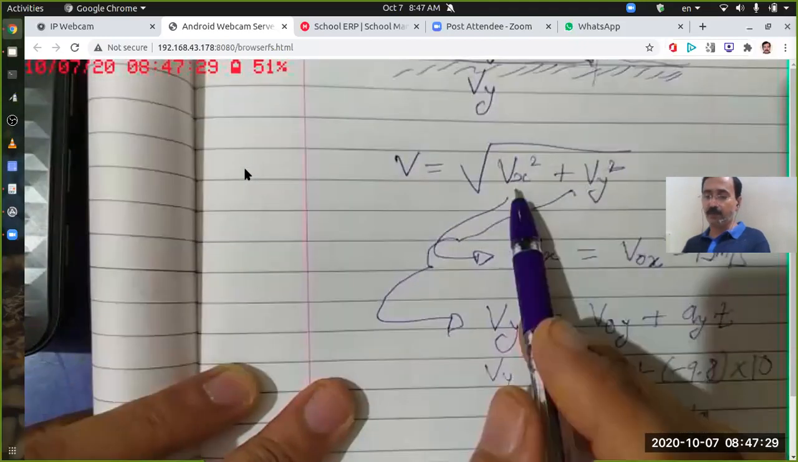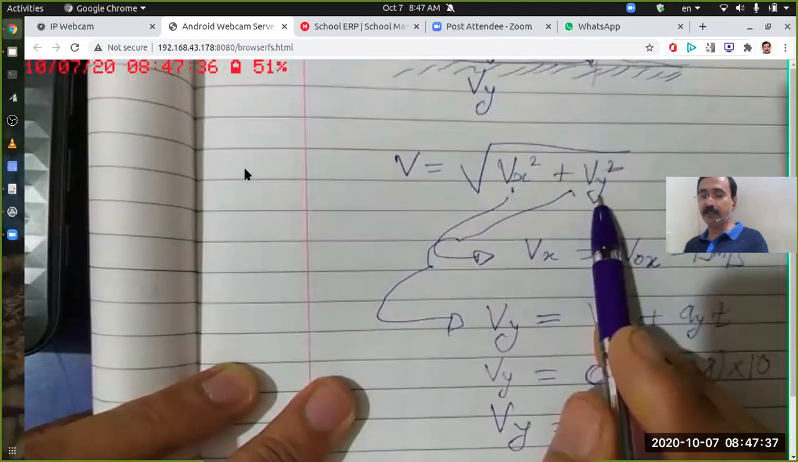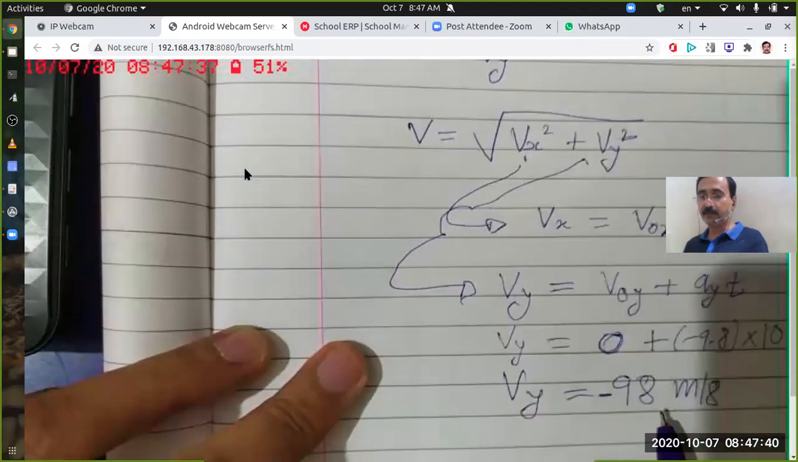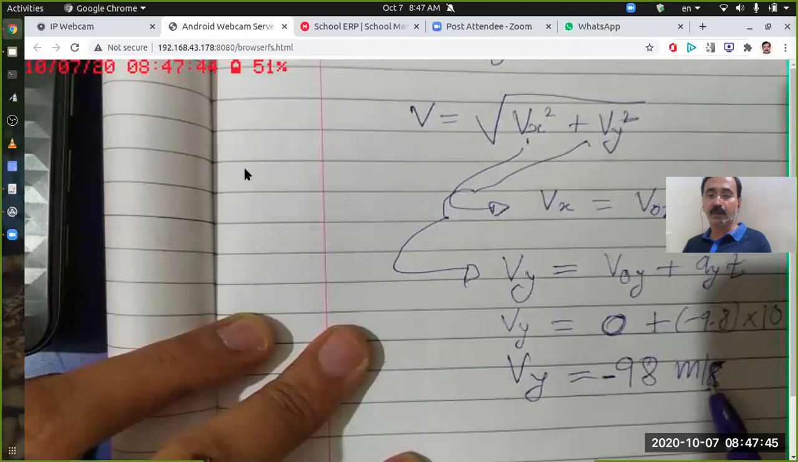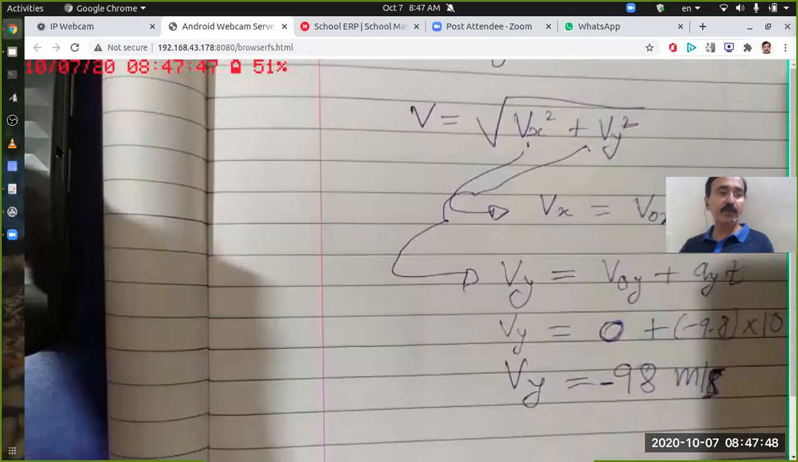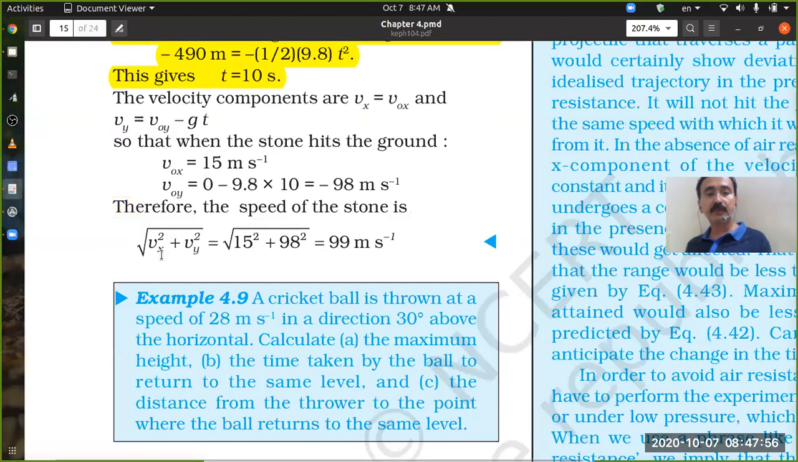Now, in the formula you write 15 for vx, and you will write 98 for vy. Okay, and when you substitute, you get the answer. Okay? Yes, sir.